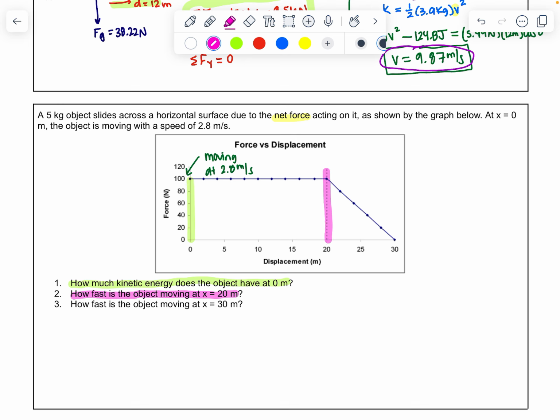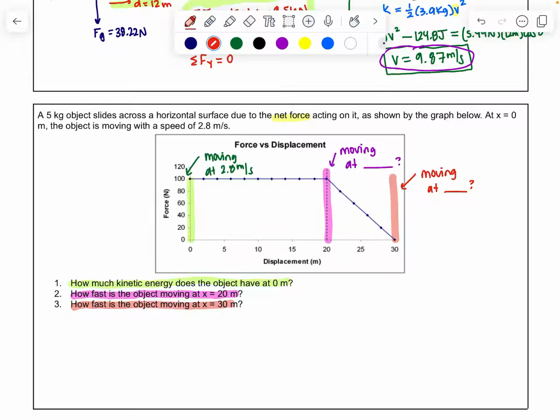That's this point here. We want to be able to figure out how fast the object is moving at this point. So I'm just going to label and give us just sort of a clue and a thing to look for later on. The last question here, how fast is the object moving at x equals 30 meters? So again, looking at this 30 meter mark and being able to recognize that that's another thing we're going to have to solve for. How fast is it moving at this particular point?